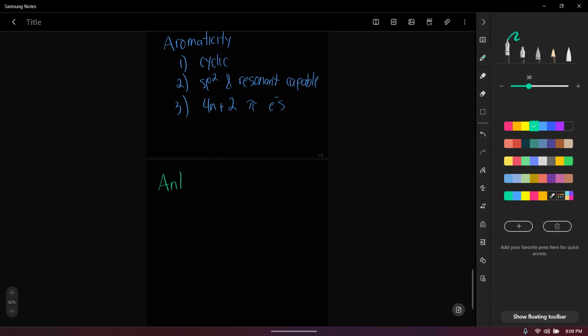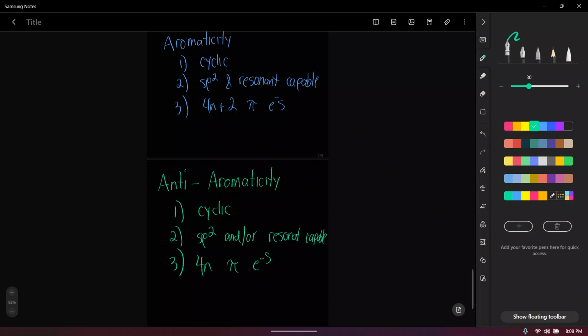that is called anti-aromaticity. And anti-aromaticity are things that are also cyclic. And they are also all sp2 and or resonant capable. Every atom is sp2 or resonant capable. But now, the only difference between anti-aromatic compounds and aromatic compounds is that they have 4n pi electrons.